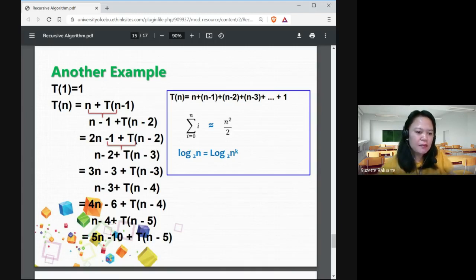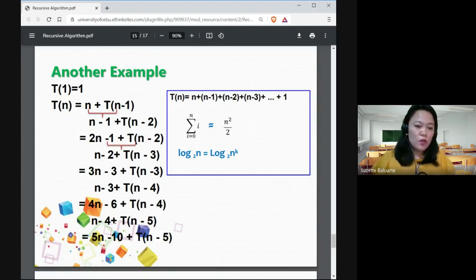Miss, can I just stop at 4n? Yes, you can, if you can already see the pattern, as I have said. But okay, we will end here. So 5n minus 10, then T of n minus 5. Okay? Then after that, try to take a look at that.